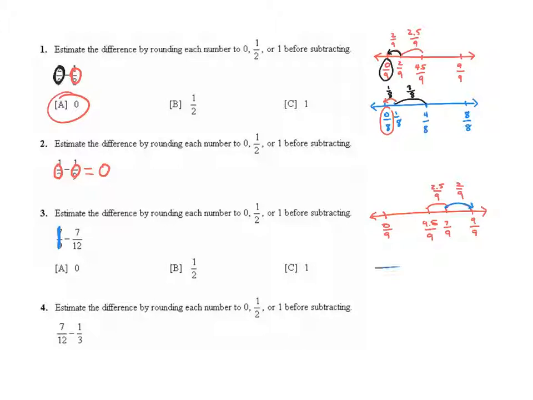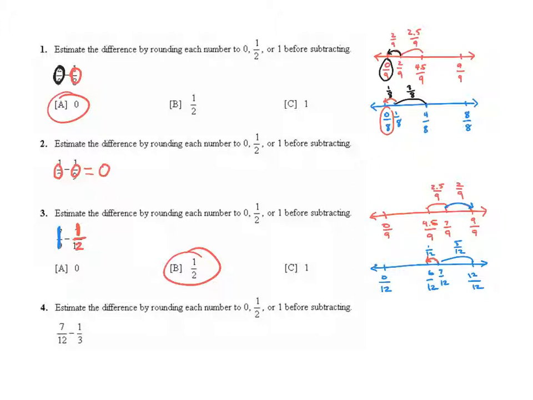Going to do the same thing with 7/12. Here's 0/12, here's 12/12, and here's half, 6/12. 7/12 is going to be somewhere right about here. It is 1/12 away from a half, and it is 5/12 away from 1 whole. So when we're rounding it, it's going to go back to a half. So I'm going to write a half right on top of this. And 1 minus 1/2 is 1/2.